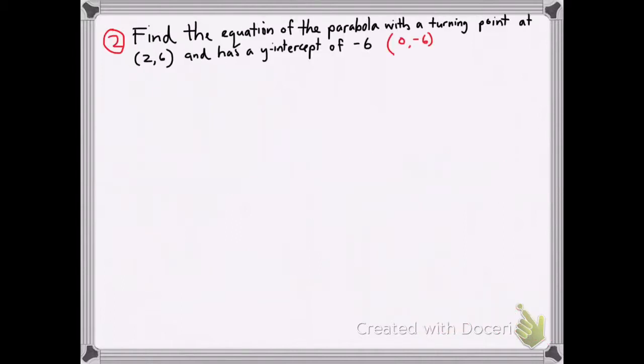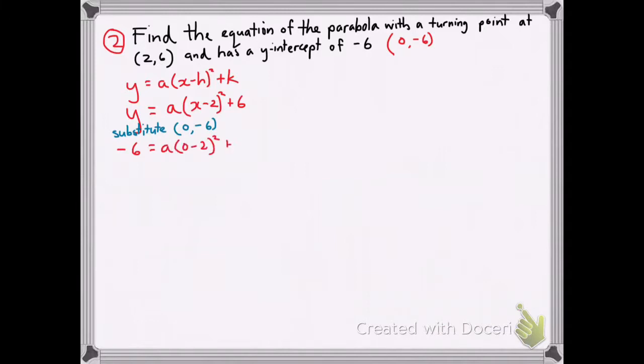In this next example, we're going to find the equation of a parabola with a turning point at (2, 6), and which has a y-intercept of -6. Now, we read that as (0, -6), because those coordinates are going to be substituted later. Now, the fact that we know the turning point is very handy because that means we'll use the turning point form, which is a(x minus h) squared plus k. And as you can see there, if I substitute in the values of the turning point, which are 2, 6, we'll have (x minus 2) squared plus 6.